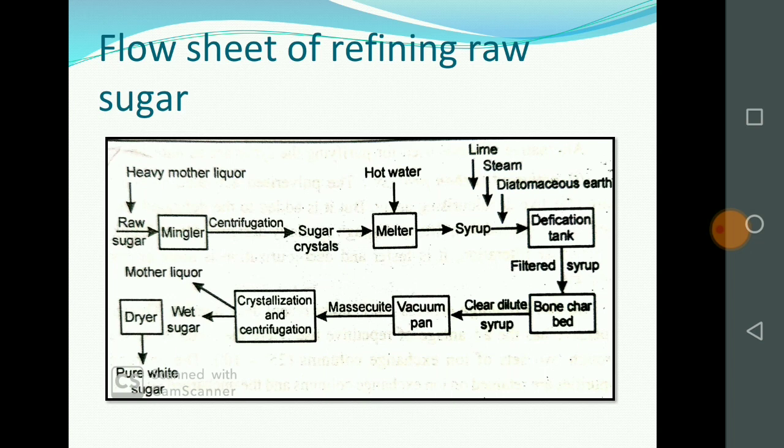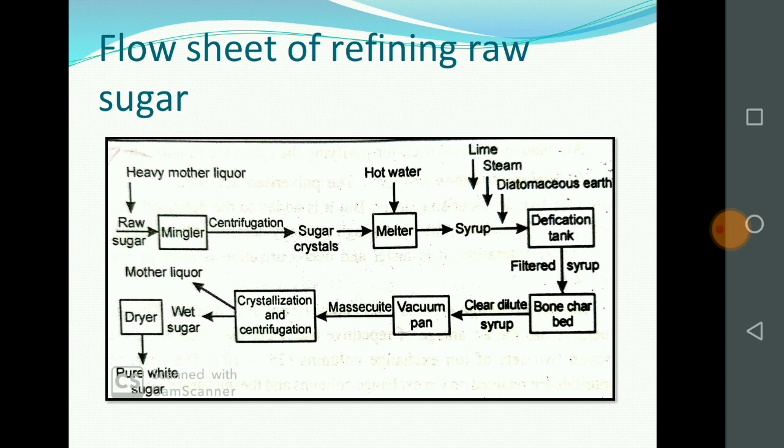Addition of a slurry of diatomaceous earth greatly enhances the process of defecation. The treated liquor is filtered through a filter press. Now the next step is decolorization.